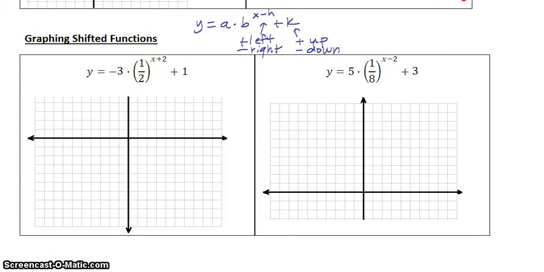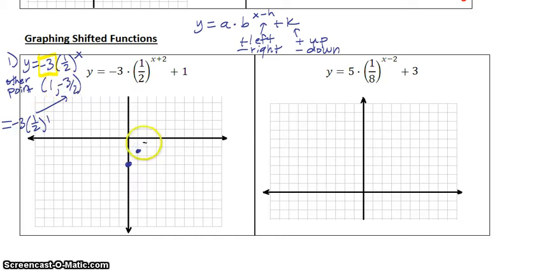But the method I use to teach this is step 1, graph just y equals -3 times 1/2 to the x, for example, so without the shifts. And again, I want to graph my y-intercept, which is at -3 this time, and then I want to find another point. My other point I'm going to use at 1 for x just because it's easy and convenient, and to find the y value, I end up with -3 times 1/2, which is -3/2. So 1 comma -3/2, and there I go. That is my graph before any shifts happen.